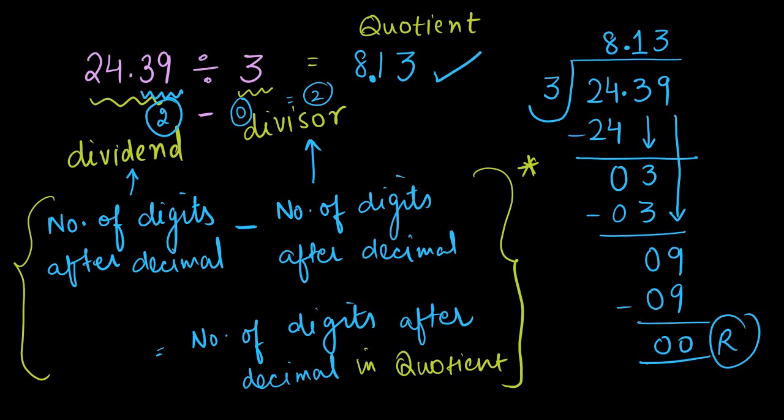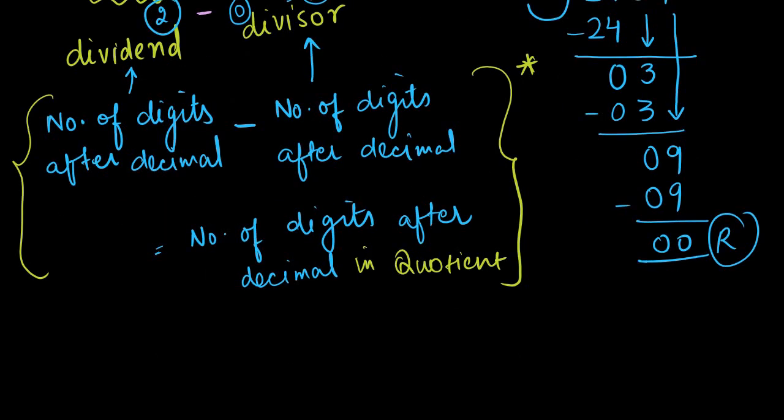I hope you understood this part. Let's do one more. Keeping the trick in mind, I hope you will understand this one better. So 7.68 divided by 0.4. For now just think of it as having no decimal. So 768 divided by 4, when you do the long division, you get 192.